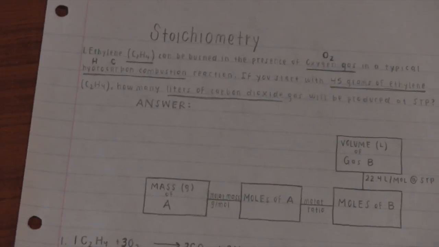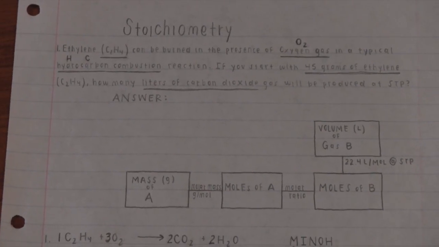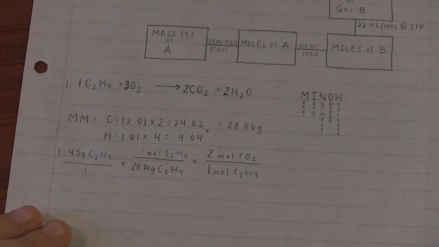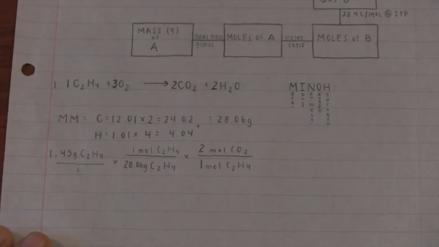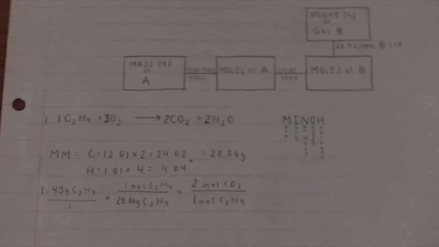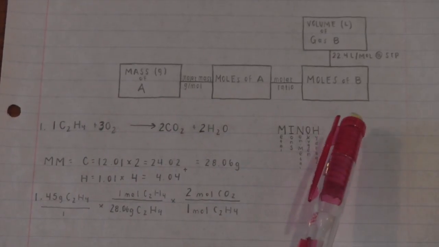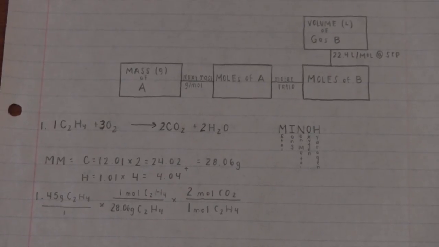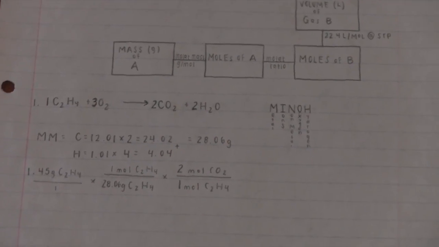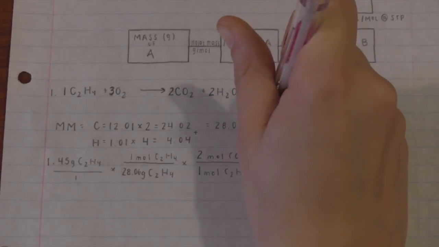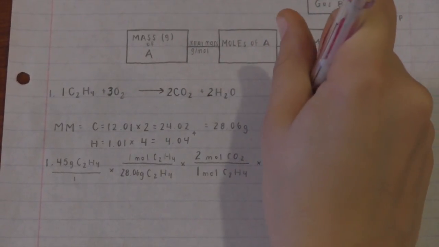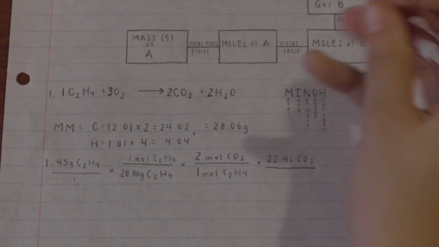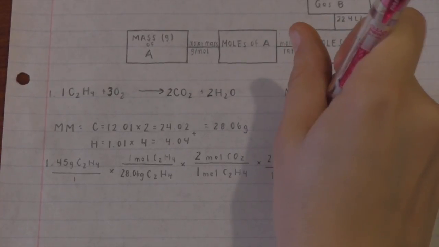Finally, you look back up at the problem and realize that you need liters of carbon dioxide gas instead of moles. So you now have to convert 2 moles of CO2 into liters. You do this by using this expanded mole chart and know that 22.4 liters equals 1 mole. So that is the next thing you do in your dimensional analysis: 22.4 liters of CO2 over 1 mole of CO2.